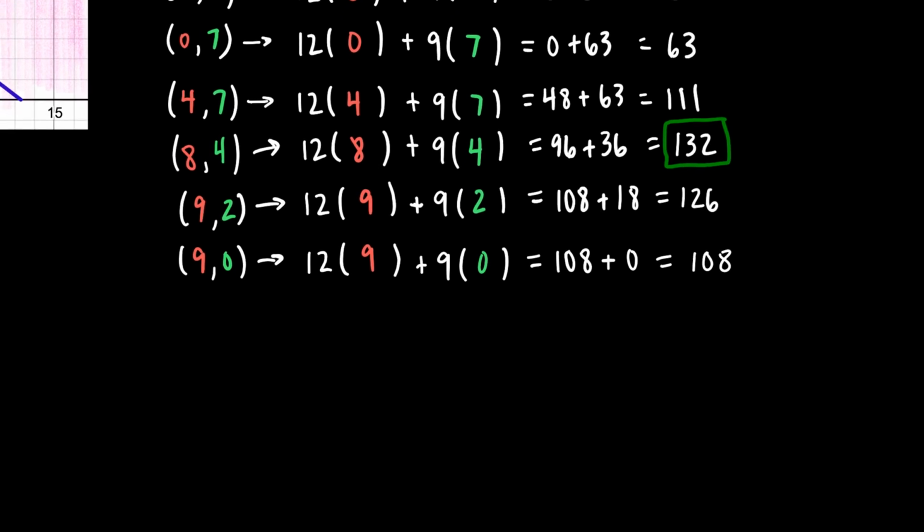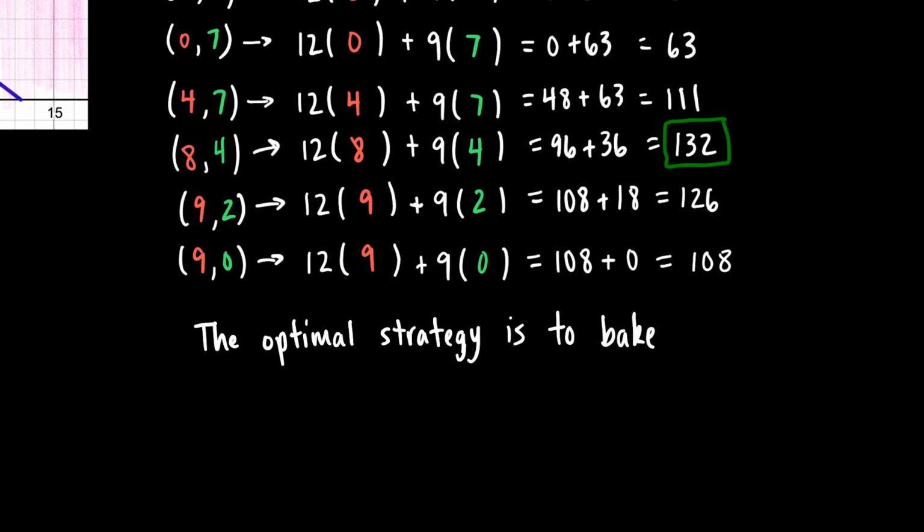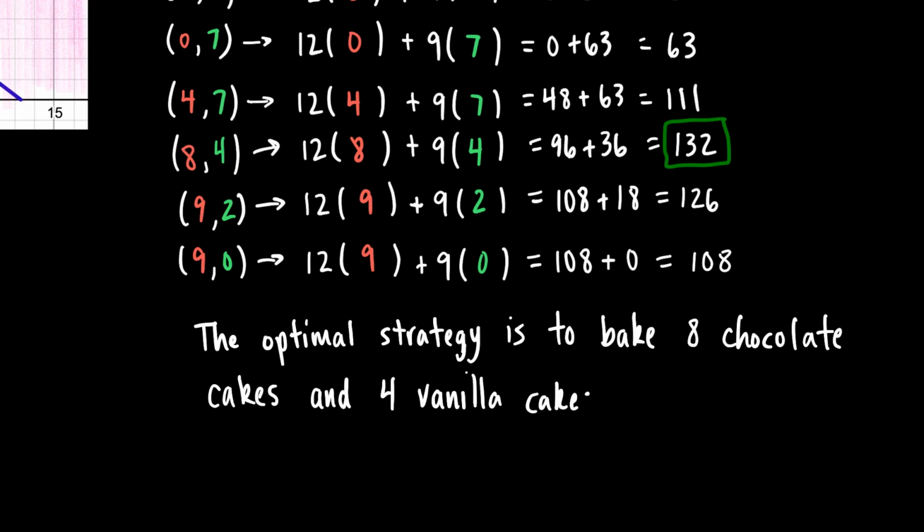the optimal strategy, sounds like we're playing like a board game or something, is to bake 8 chocolate cakes and 4 vanilla cakes for a profit of $132. And the 8 and the 4 came from just the X and the Y value, right?